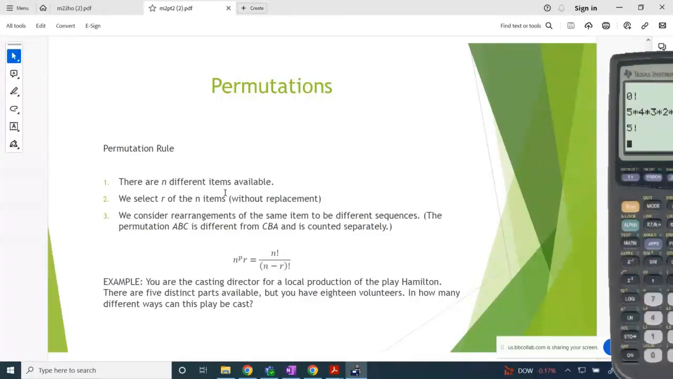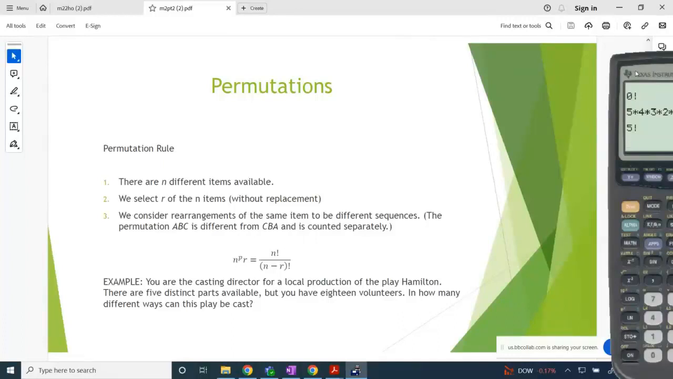It says that there are n different items available to choose from, and we select r of the n items without replacement. Like in that Spiderwick Chronicles example, once we took a book out, we didn't put it back into the mix of books. We let that book stay out, without replacement. It says we consider arrangements of the same items to be different sequences. The permutation ABC is different from the permutation CBA and is counted separately.